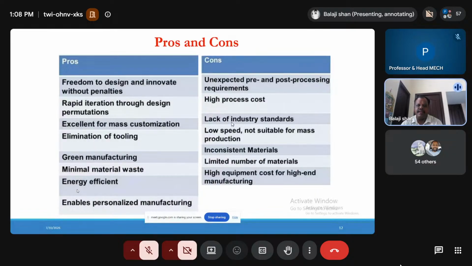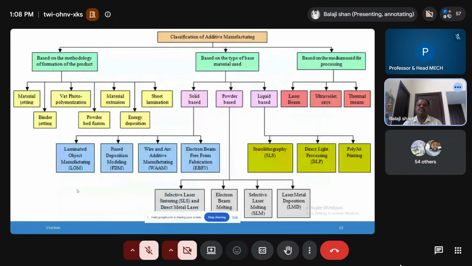high equipment cost for high-end manufacturing. So generally, additive manufacturing can be classified broadly into three categories. One is the methodology of formation of the product; another is based on the types of base material used and the medium used for processing. Based on the formation of the product: material jetting, photopolymerization, material extrusion, sheet lamination, binder jetting, powder bed fusion, and energy deposition.